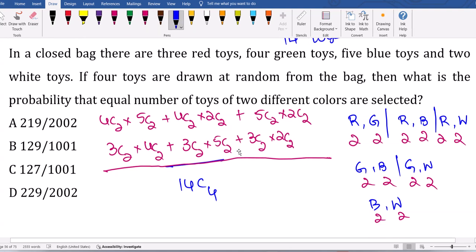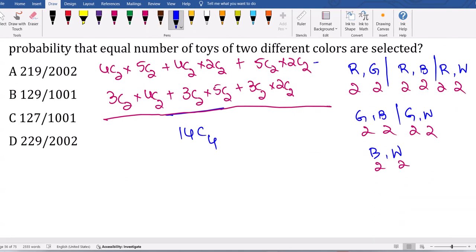So numerator 4C2 means 6. So 6 into 10, 16. 6 into 1, 6. 10 into 1, 10. This is 3 into 6, 18. This is 3 into 10, 30. This is 3 into 1, 3.